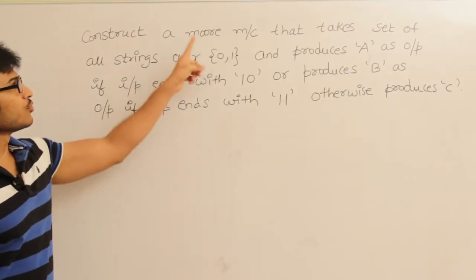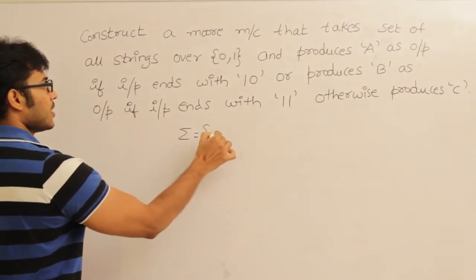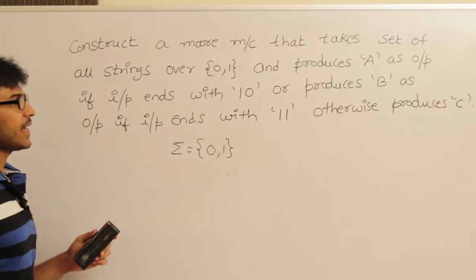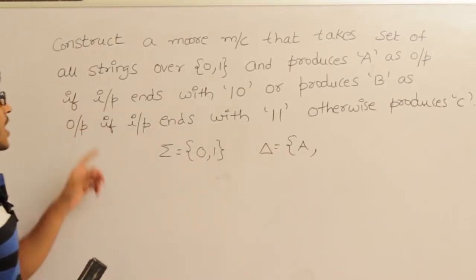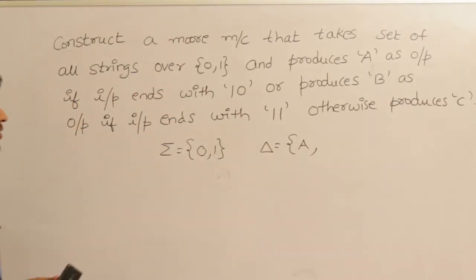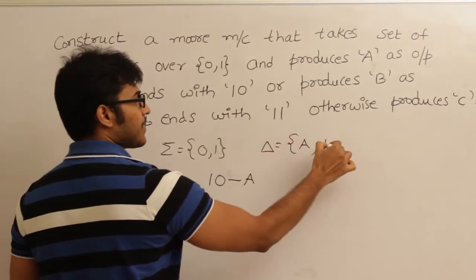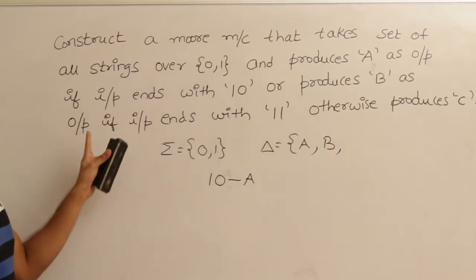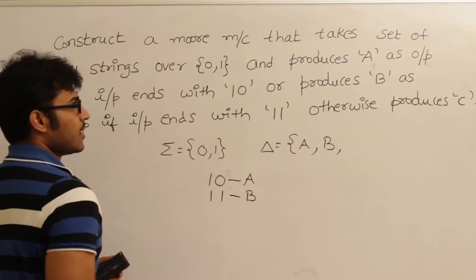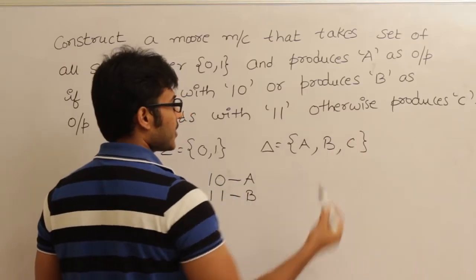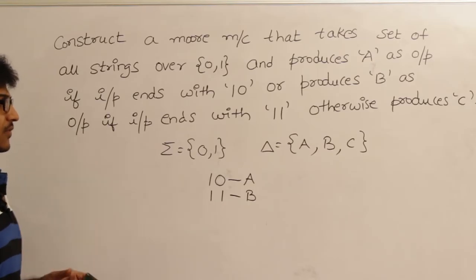Now let us say we have to construct a Mealy machine which takes the set of all strings over 0, 1, which means sigma equals {0, 1}, and produces outputs from capital A, B, C, which means delta has to be A, B, C. If the input is ending with 1 0, I should produce capital A. If the input is ending with 1 1, I have to produce capital B, otherwise it produces C. Which means I have to identify between three cases, whether the input is ending with 1 0 or the input is ending with 1 1.